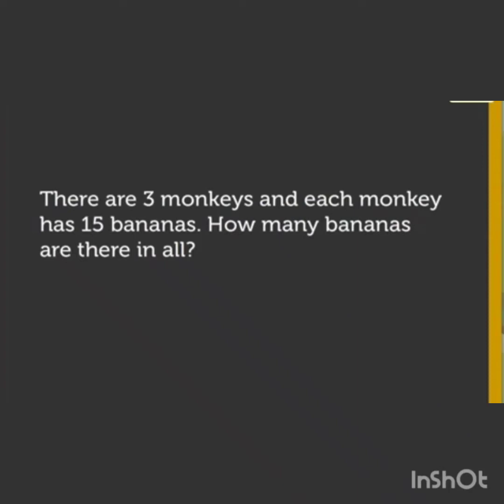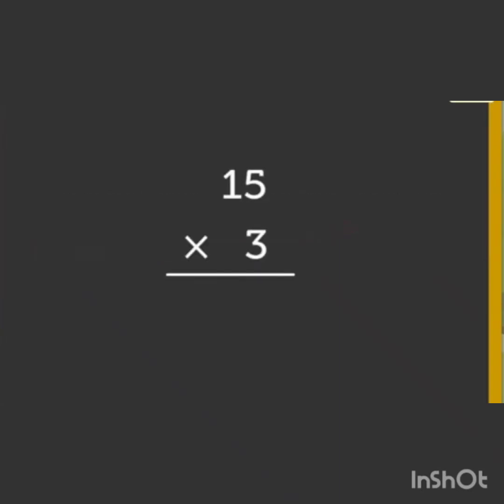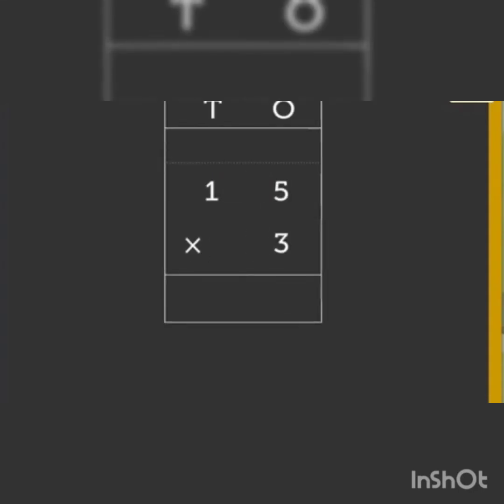Once again, all of you try to understand the problem. What information does it give? Here we have 3 monkeys and each monkey has 15 bananas. We have to find out how many bananas are there in all. So, we have to multiply 3 into 15 to find the total number of bananas.